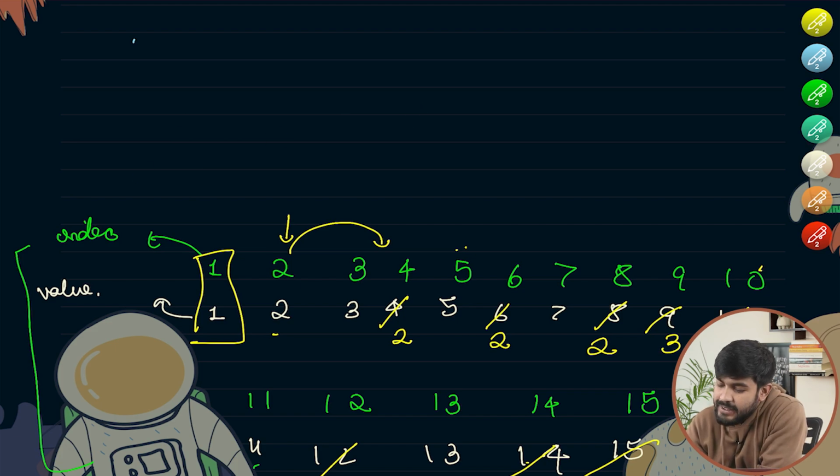Okay. Now we have 10. So 10, it is kept here as 2. So we would divide it by 2.